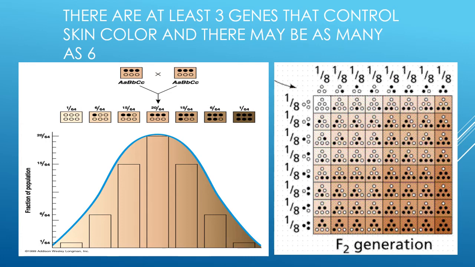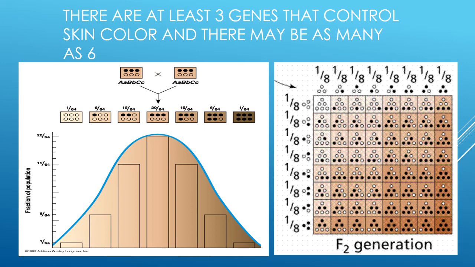With skin color in humans, there are at least 3 genes that control it, and some scientists think there may be as many as 6. I think your book says maybe 4. And when you have that many genes involved, there is a huge spectrum of different variabilities that you can have. And you can see it here. These 3 and these 3 are the same. This one's by itself really, really dark. Then you've got this selection that are sort of similar. I mean, it's a lot going on, okay?